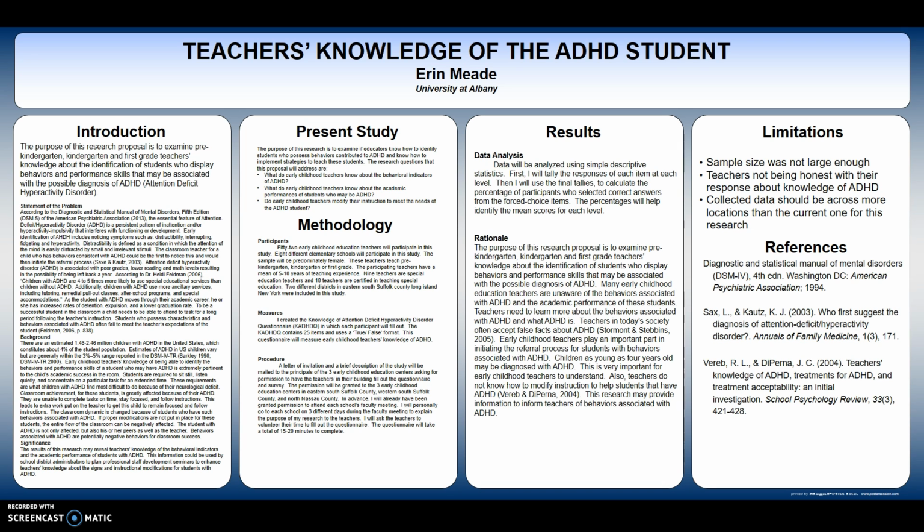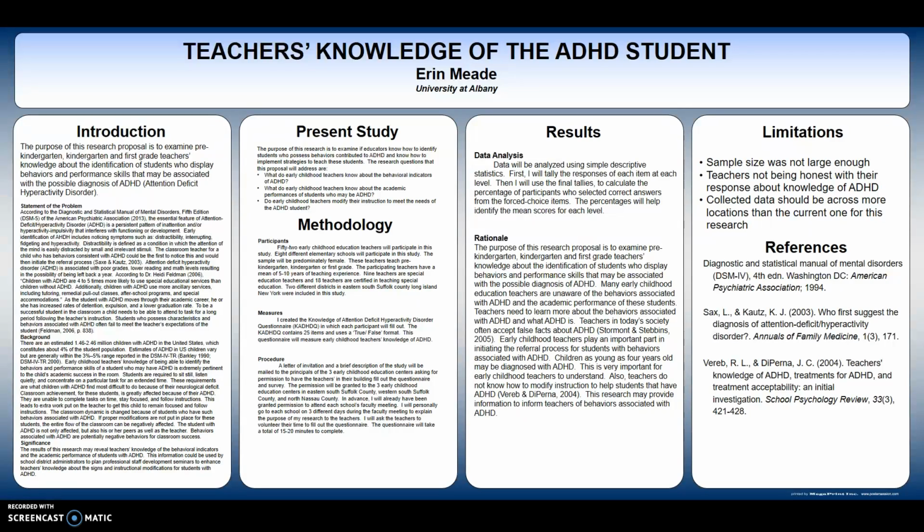To be a successful student in the classroom, a child needs to be able to attend to tasks for a long period following the teacher's instruction. Students who possess characteristics and behaviors associated with ADHD often fail to meet the teacher's expectations of the student. There are an estimated 1.46 to 2.46 million children with ADHD in the United States, which constitutes about 4% of the student population. Estimates of ADHD in U.S. children vary, but are generally within the 3% to 5% range reported in the DSM-4 TR.